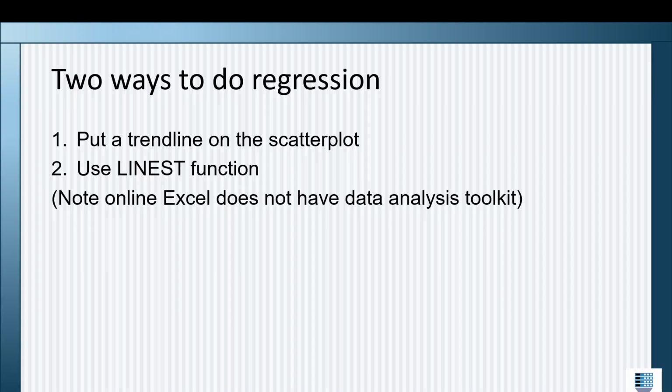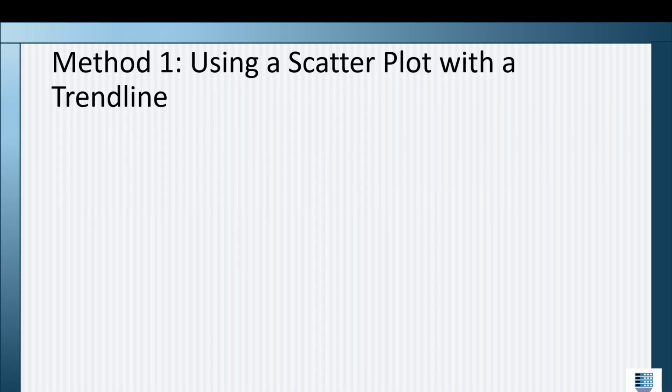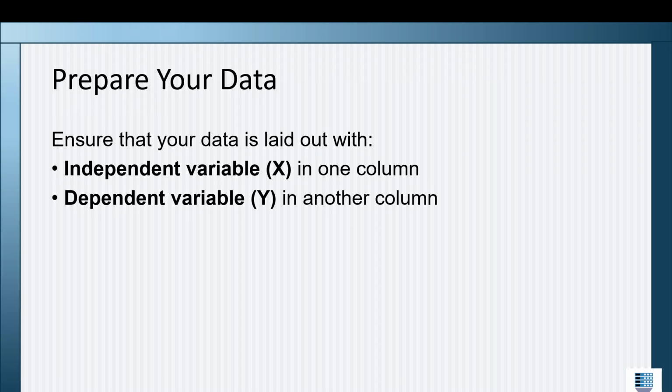There are two ways to do the regression in Excel Online. There is not access to the toolkit and add-on features that the full desktop version of Excel has. But in the online version, you can do trend lines with equations on the scatter plot, and you can also use a function called LINEST, which will give you the parameters for the regression line. The first method is to use a scatter plot and then a trend line.